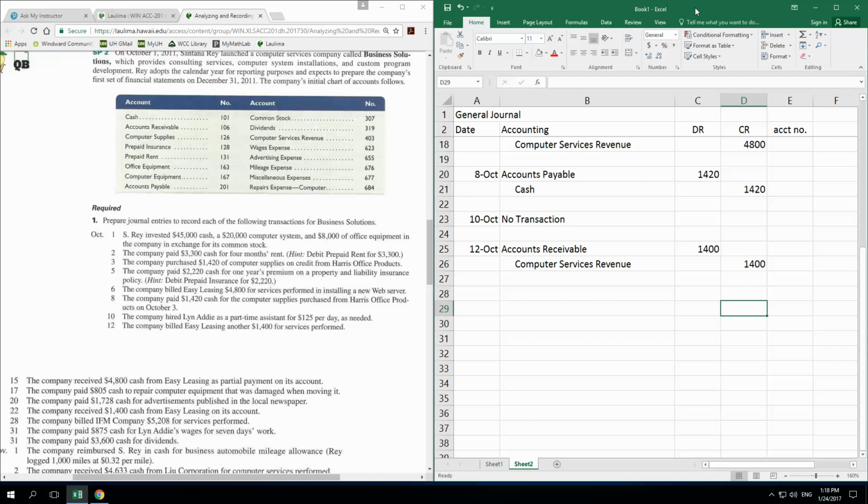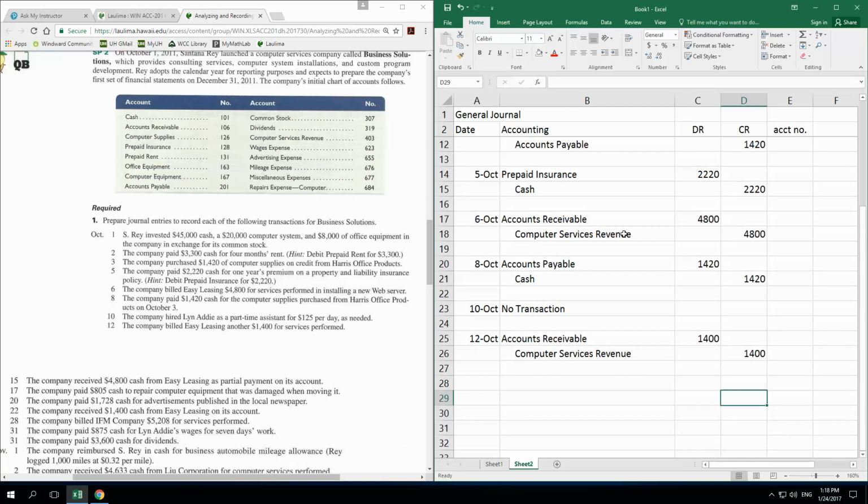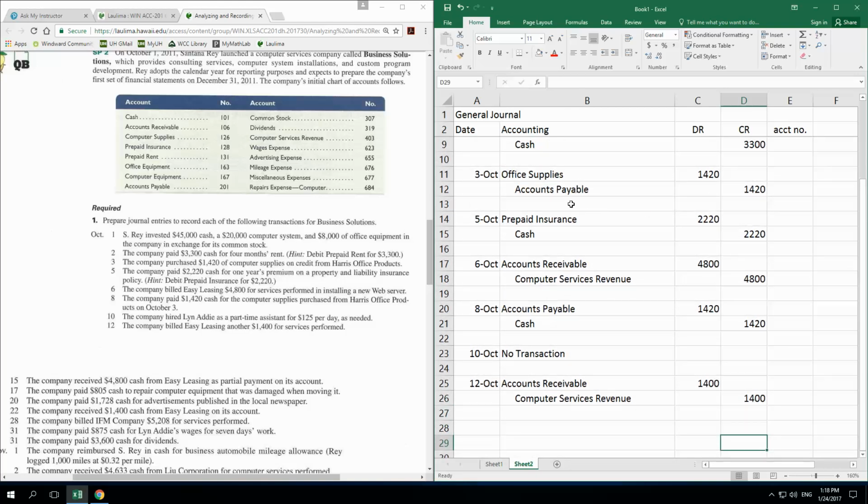Go ahead. Can you scroll down to the October 3rd one? Did I make a mistake? No, never mind. I'll just check. The one that I copied was October 6th. That's the receivable one, right? October 3rd is where we're buying. October 6th and 12th is where we're selling. You guys see that? So this is where we're buying something. These two are where we're selling something.